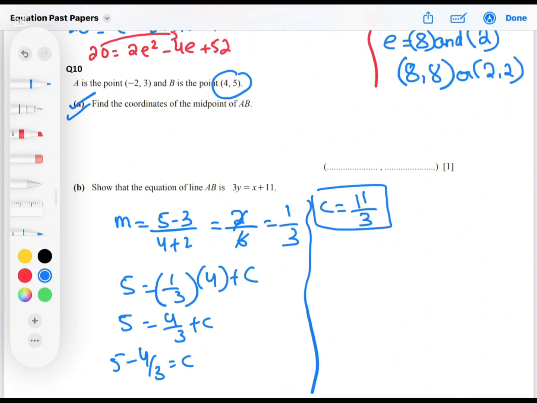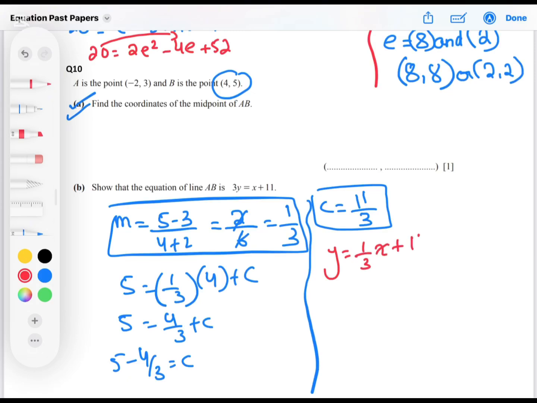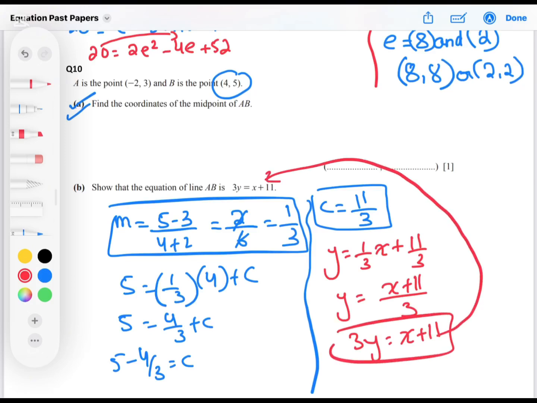Now we have the value of the slope and the value of the y-intercept. Now we just put them in the general equation: y equals 1 over 3 x plus 11 over 3. Now the denominators are the same, so 3y equals x plus 11, with the 3 going to the other side. This will be your final answer, and that's what we needed to show.